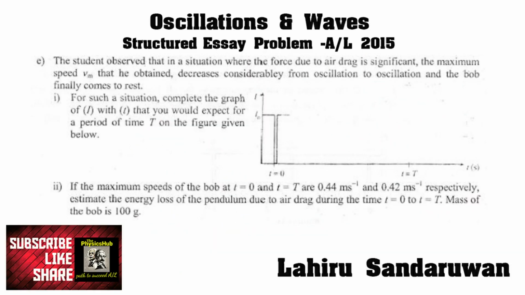In part 2, if the maximum speed of the bob at t equals 0 and t equals T, T meaning the period, are 0.44 meters per second and 0.42 meters per second respectively, estimate the loss of energy of the pendulum due to air drag during the time t equals 0 to t equals T. The mass of the bob is given as 100 grams.